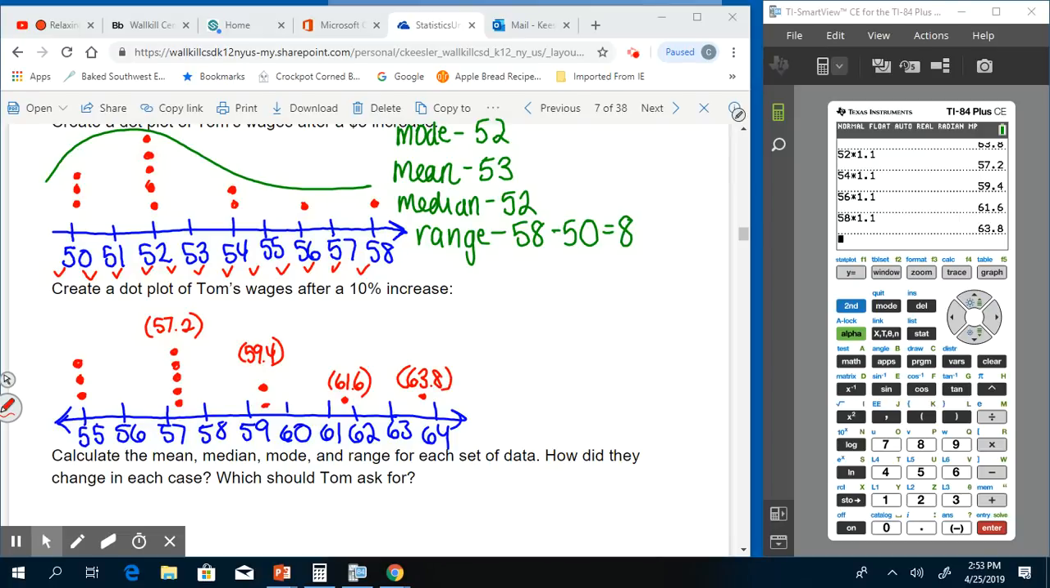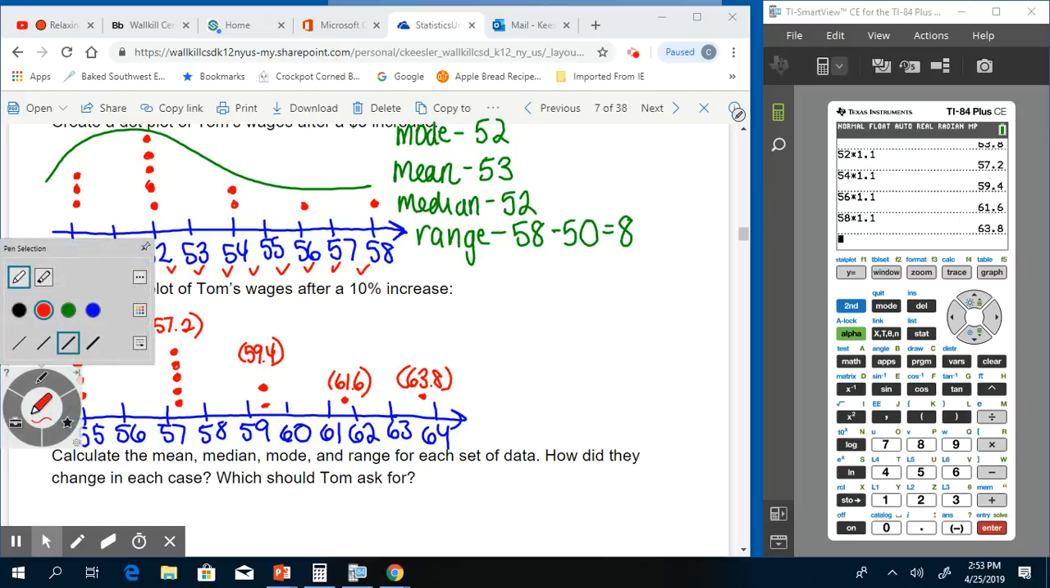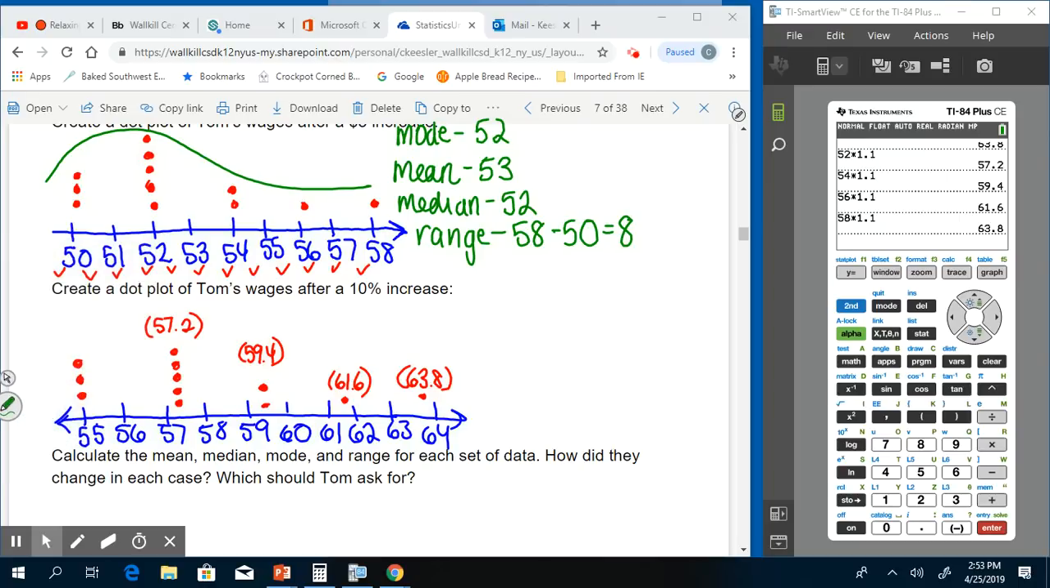So again, our graph is once again positively skewed. So once again, the median would be a better choice to explain the data over the mean. All right, and from here, we're going to calculate the new mode, mean, median, and range. So we can see right away, just by looking at the data, that the mode is going to be 57.2, as that is the number that shows up the most. And then we could do the range, and that's going to be 63.8 minus 55.